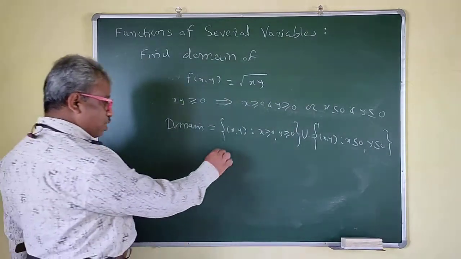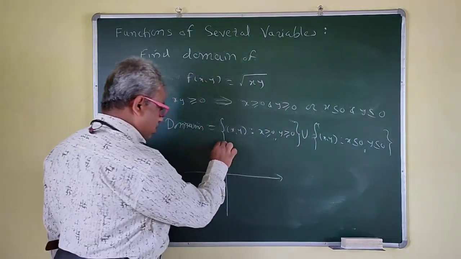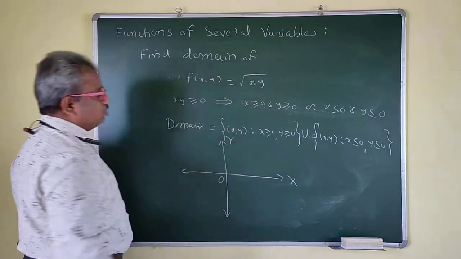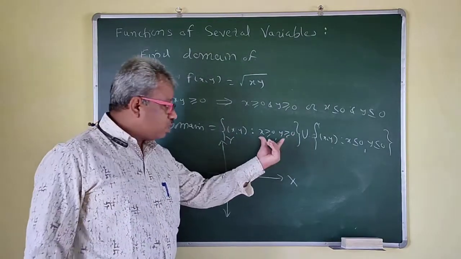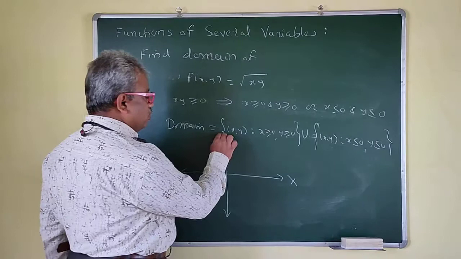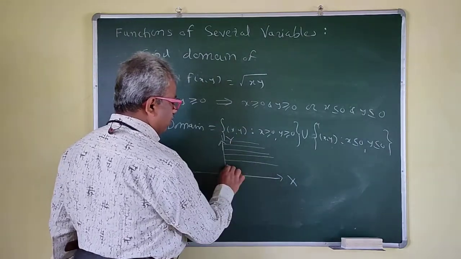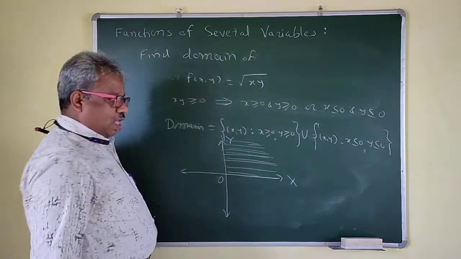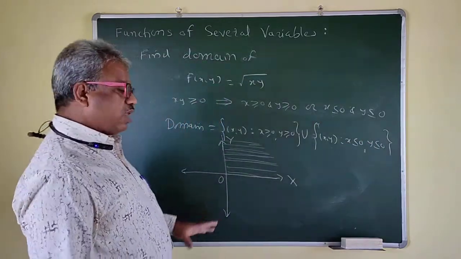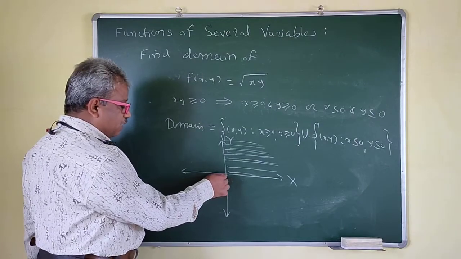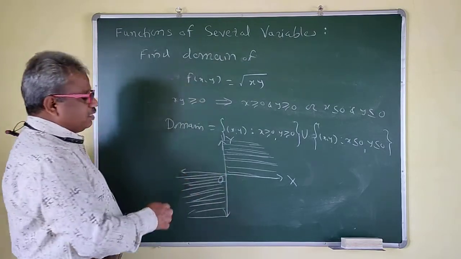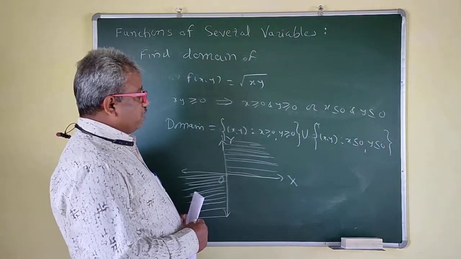Now we have to sketch it. This is the x axis, this is the y axis, this is the origin. Now x is greater than 0, y is greater than 0, that means both x and y are positive, and we know that in the first quadrant both x and y are positive. So your first quadrant will be the domain. Now x is less than 0, y is less than 0, means x and y both are negative, and in the third quadrant both are negative. That means all your (x, y) lie in the first quadrant and third quadrant. This will be your domain.